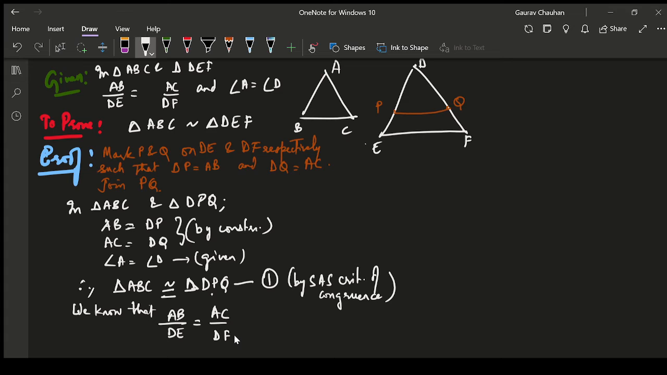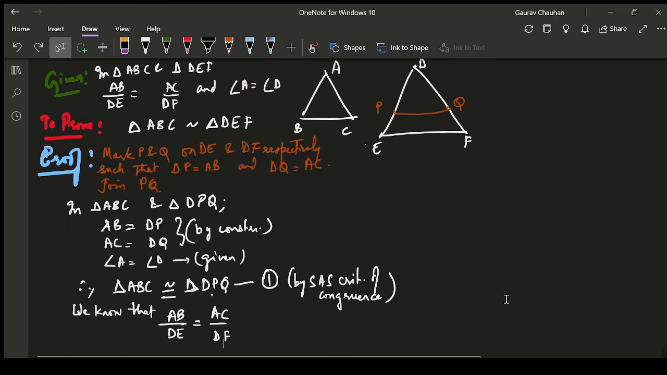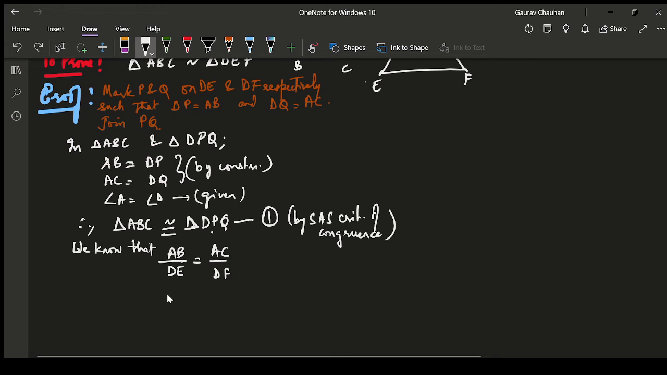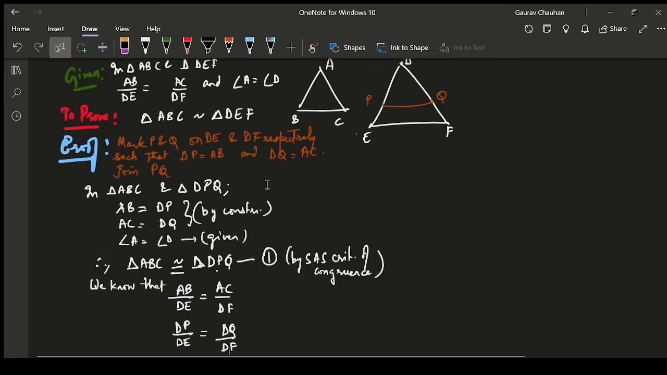All right. But we also know that in place of AB I can write DP, right? Because I have constructed it in a way that DP is equal to AB. Similarly, in place of AC, I can write DQ. So where I'm headed to is I'm going to replace this by DP by DE is equal to, DP instead of AB and DQ instead of AC, so DQ by DF. All right, that's where we are right now.